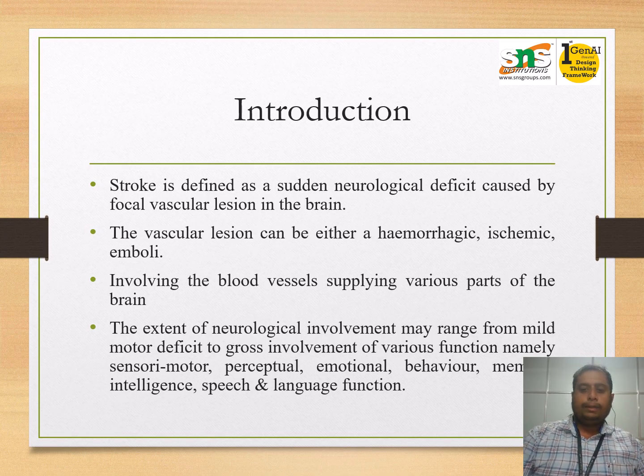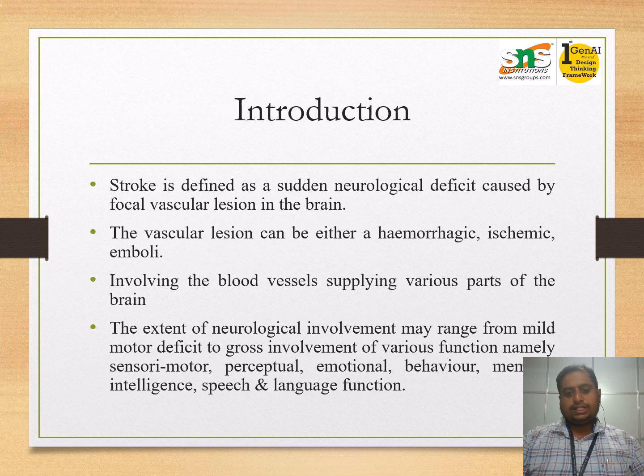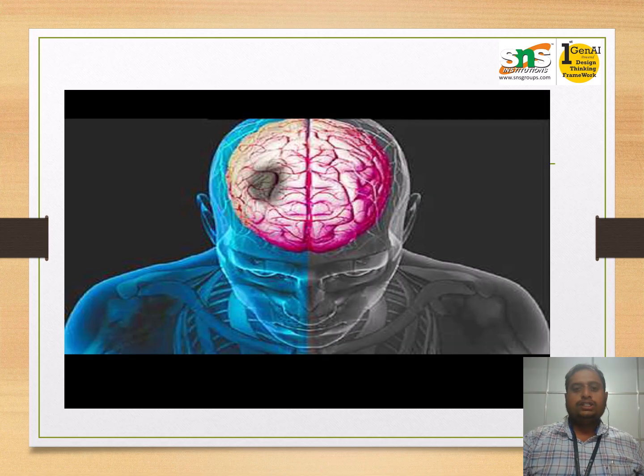From this, it may range from mild to more vigorous stages. In the mild form, like TIA, it won't affect it as much. Sensory motor, perceptual learning, emotional behaviors, memory, intelligence, speech, and language functions are all hurt in the stroke. See, in this picture, a single part of the brain has become a blackish lesion because it is not having enough supply of oxygen.